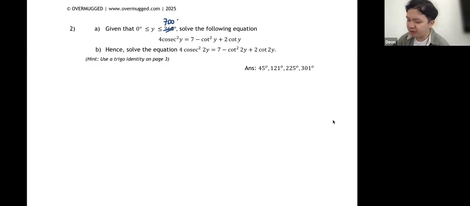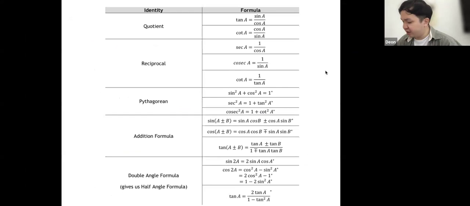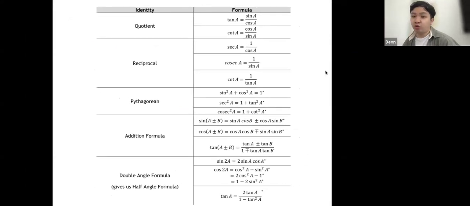Given that, solve the following equation: 4 cosecant squared y equals 7 minus cotangent squared y plus cotangent y. Looks very easy, but remember what our focus is. Our focus is to be able to get the basic trigo equation. Is this basic? No, it's super complicated. So how do we turn it into a basic equation? We need to use some things called identities, which are given to us on page 3. Can you look at these identities and tell me which one we should be using?